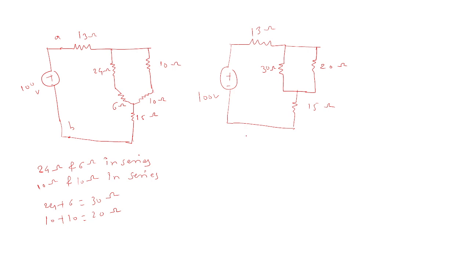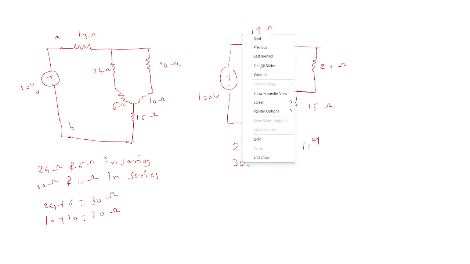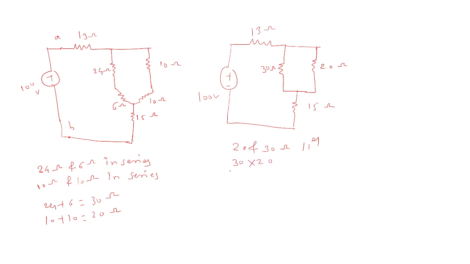So now 30 ohm and 20 ohm are connected in parallel. So it will be 30 multiplied by 20 divided by 30 plus 20. So how much it is? Yes, it will be 12 ohm. Again I am going to redraw the circuit here. This 13 as it is, this 12 as it is, we have solved the parallel combination, and this 15 as it is. So now this is your 100 volt.